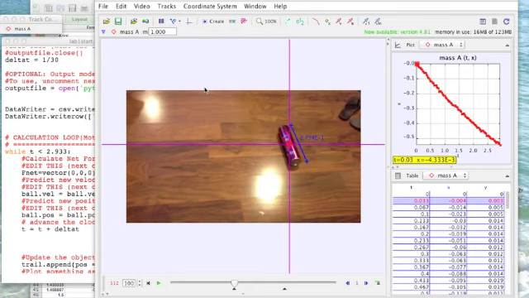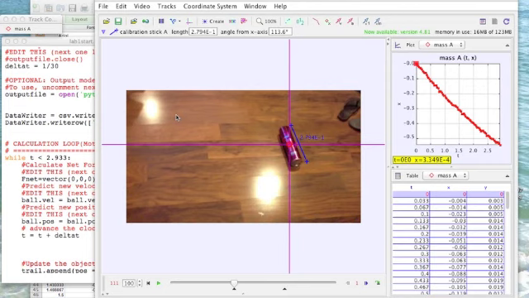I recorded a video of the motion of the object and then analyzed it using Tracker. I then made a computational model based on Newton's second law. Finally, I compared the computational model to my observations.